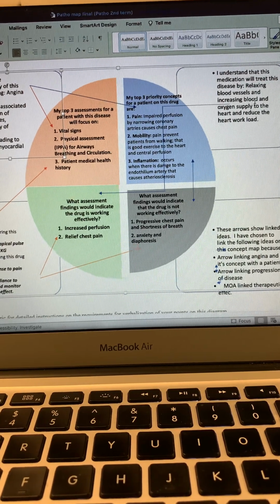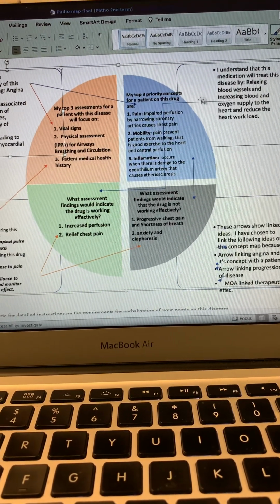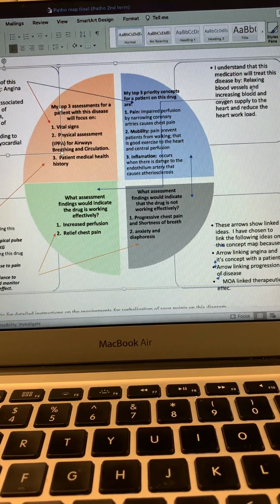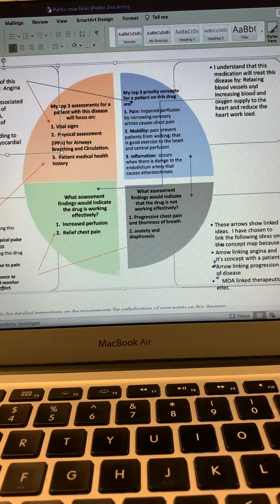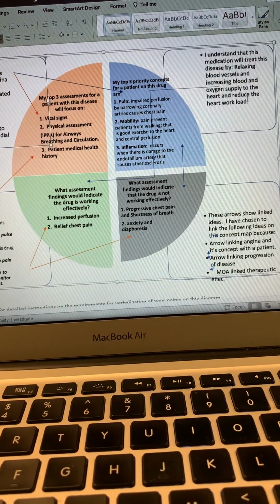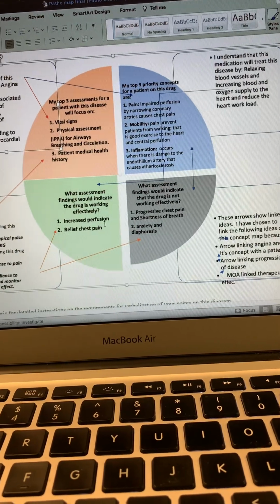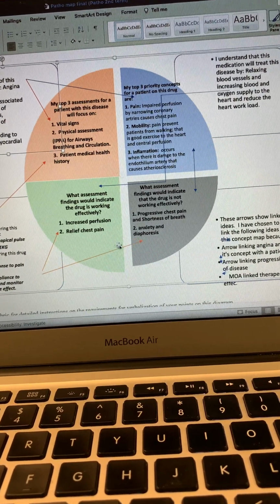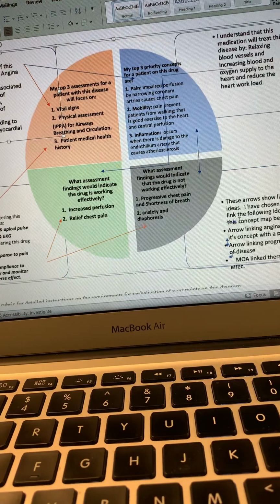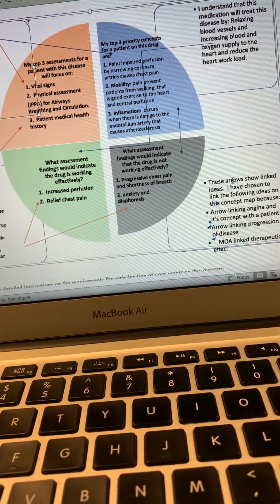Coming from this side, it's talking about the MOA of the medication, how the medication works. If it relaxes the vessel, increases the blood oxygen supply to the heart, and reduces the heart workload, then there's going to be increased perfusion and relief of chest pain for that patient. So then the patient will be okay. That's how the medication works.